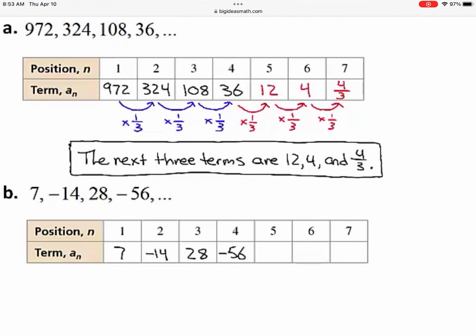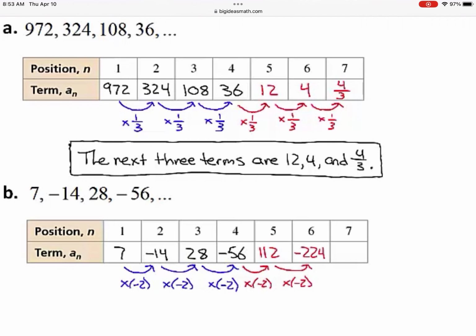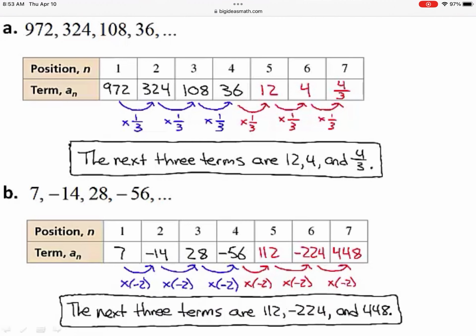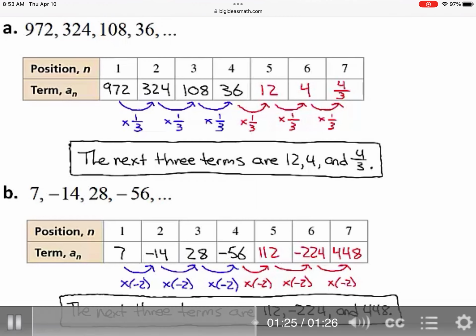Notice that each term is -2 times the previous term. So multiply a term by -2 to find the next term. So the fifth term is -56 times -2, or 112. The sixth term is 112 times -2, or -224. And the seventh term is -224 times -2, or 448. So the next three terms are 112, -224, and 448.